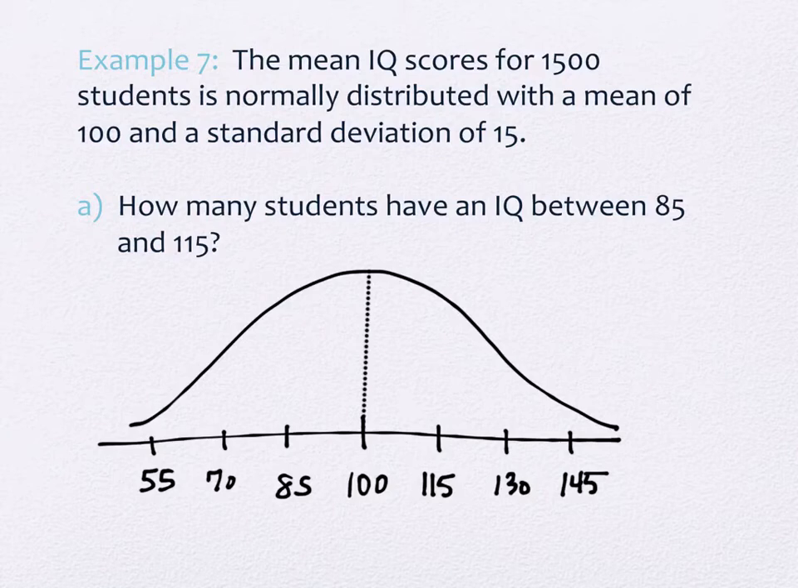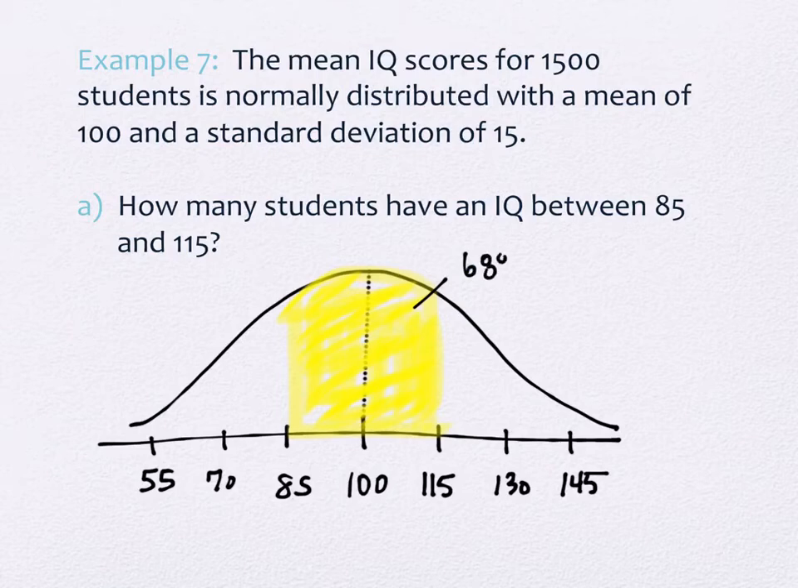The first question says between 85 and 115. So 85 to 115 would be this data right here. I'm going to change the question just a little bit. What percent of the data is between there? It's not quite the question I'm asked, but what is the percent of the data that's represented by my yellow region right now? Yeah, it's 68%, right? This is 68%, but that's not the question that it asked. What is the question it asked? How many students? I need to know the number of students that 68% represents.